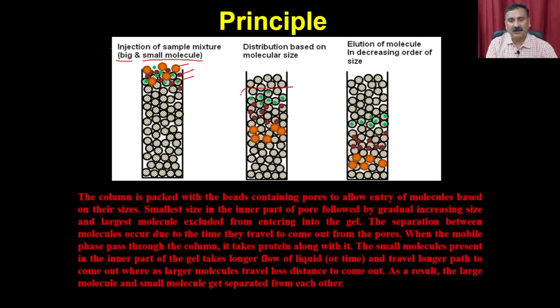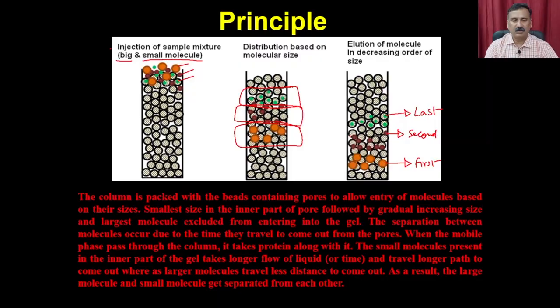What you see here is that in this particular region the small molecules are sitting, whereas the large molecules are sitting in this region, and the largest molecules are sitting in this. As a result, the largest molecules are eluted first, the middle-sized molecules are eluted second, and the very small molecules are eluted last. This is the principle of gel filtration chromatography: it distributes the molecules based on their sizes, and as a result it first elutes the large molecules, then the small molecules.